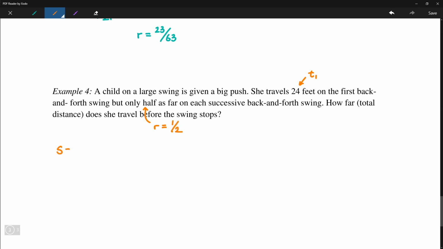So S is equal to 24 over 1 minus 1/2. So that will be the same as 24 divided by 1/2, which is 48 feet. All right, so a nice simple one.